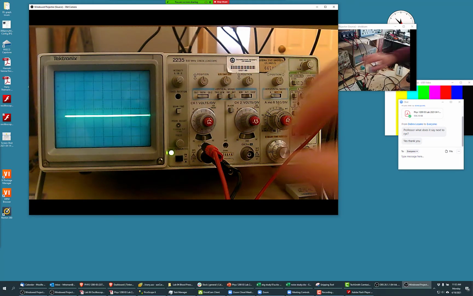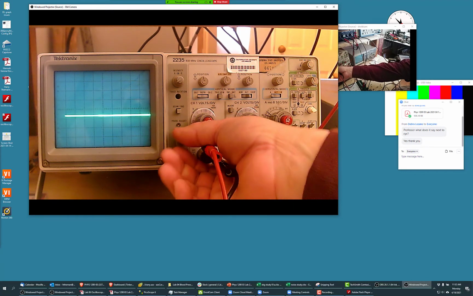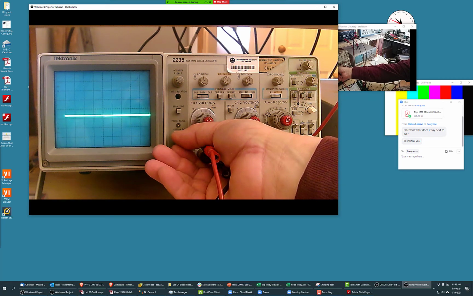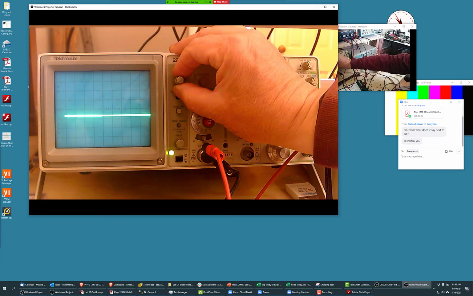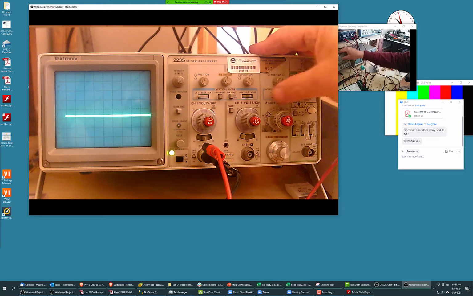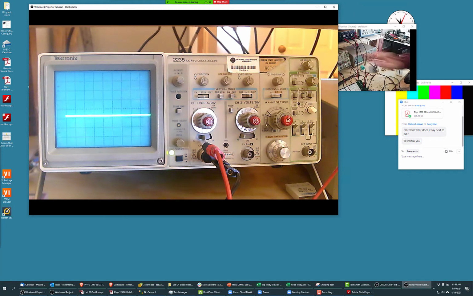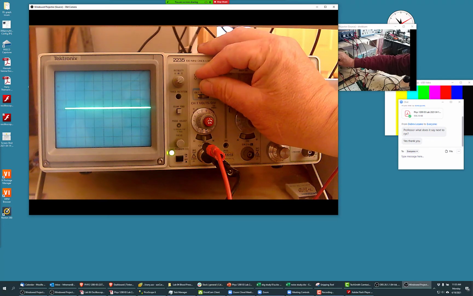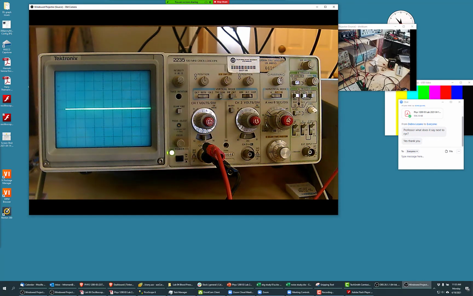Now, this is what you always do. You set this up. We want to focus to get that line as narrow as we possibly can. And then in general, you make it as dim as you can get it. Then center the line vertically with the position knob. Okay. So observe the sweep motion.